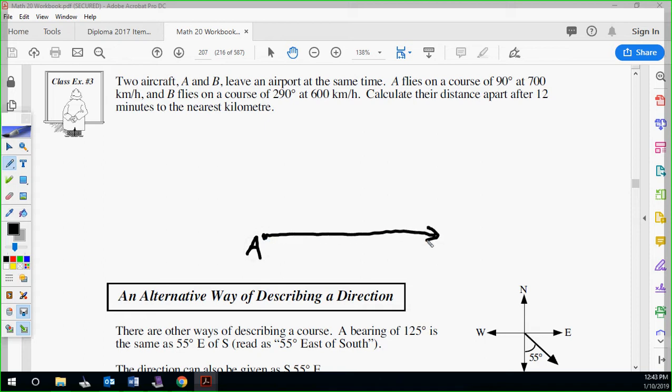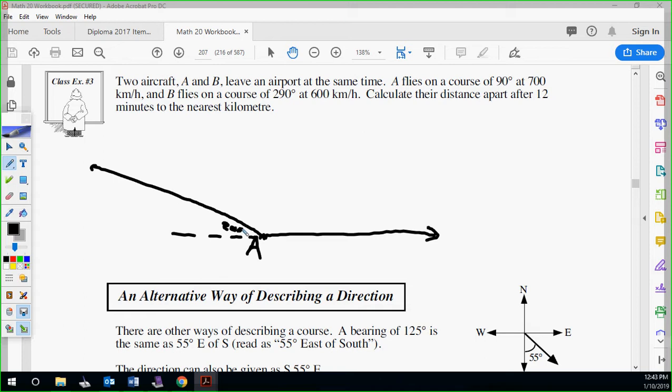The other one flies on a course of 290, so that's almost straight to the left, but a little bit up, because 270 is straight left, right? So then 290 is just a little bit more. So this is what it would be, like that. What I'm saying is this right here is a 20-degree angle, just so you know, still from north.